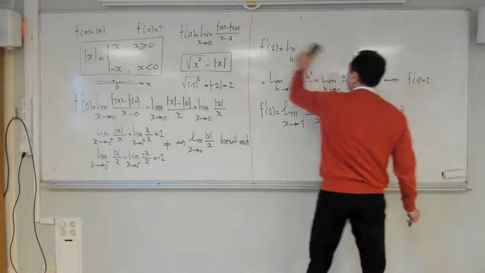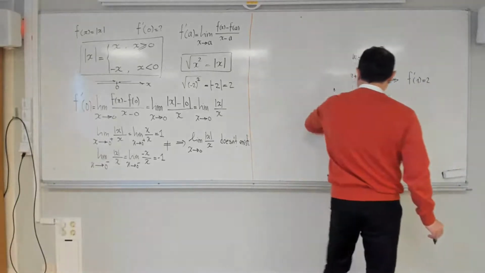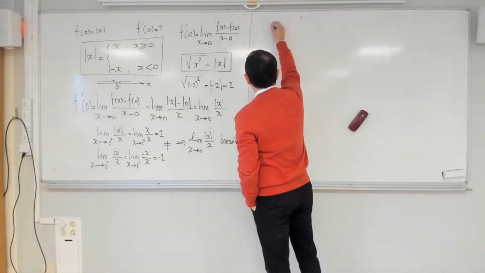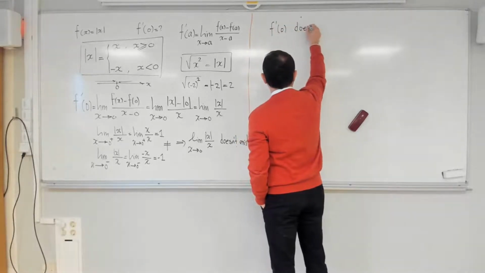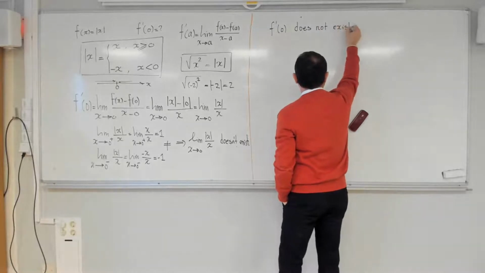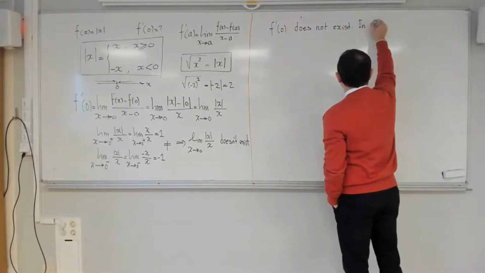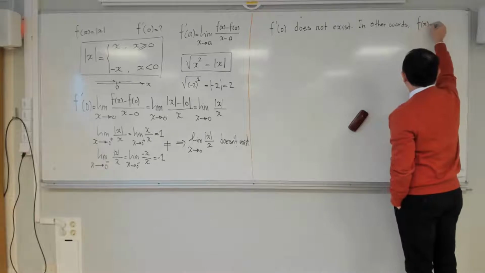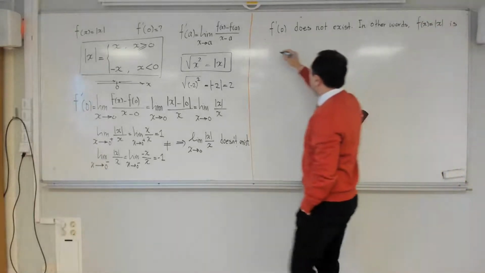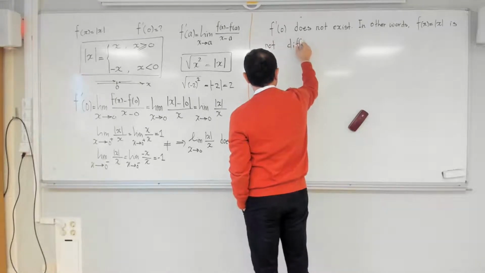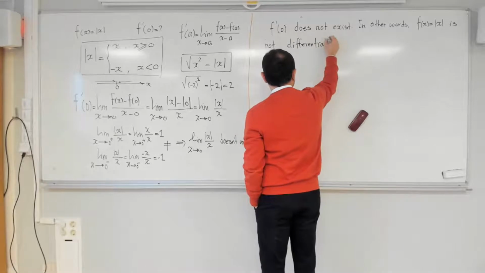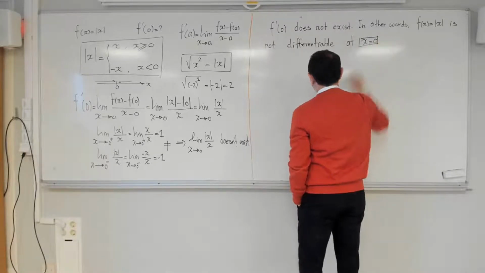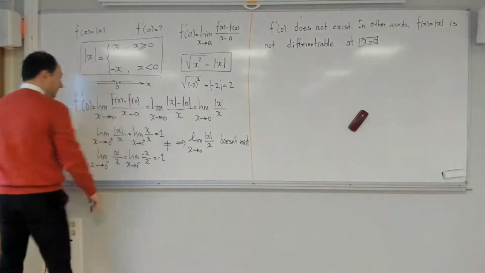So f prime of 0 does not exist, or in other words, f of x equals absolute value of x is not differentiable at x equal to 0. So this is the terminology. I just want you to know about that.